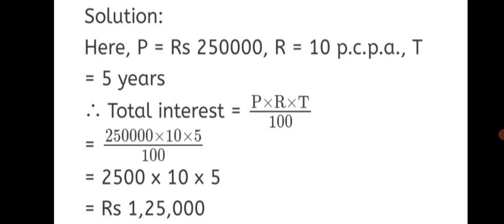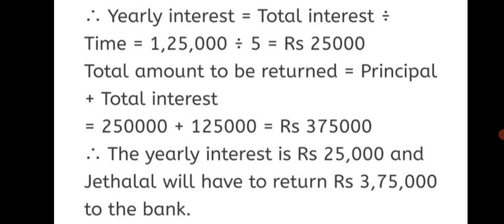Now this is a total interest for how many years? For 5 years. As you can see here, 5 years. If in the question they have asked what is the total interest for 1 year, we will have to divide this amount by 5. So therefore, yearly interest is equal to total interest divided by time. And time is how many? 5 years. So 1,25,000 divided by 5 is 25,000. This is our yearly interest. So first part of the question we have answered. What is the yearly interest Jethalal has to pay?